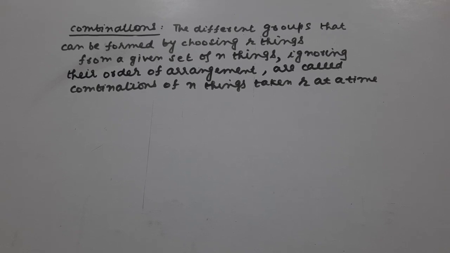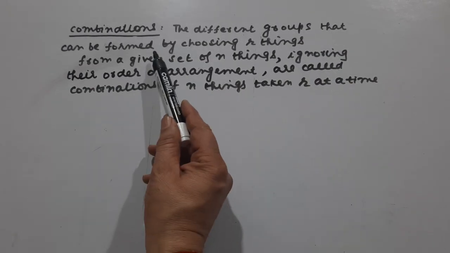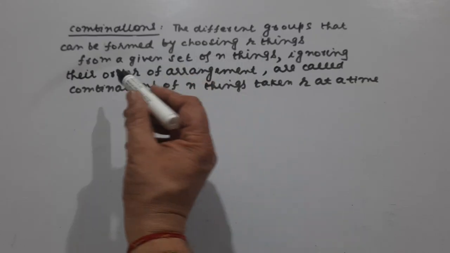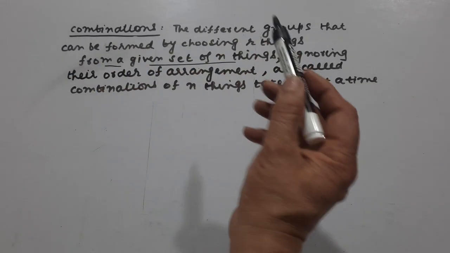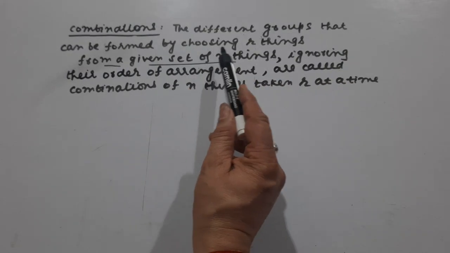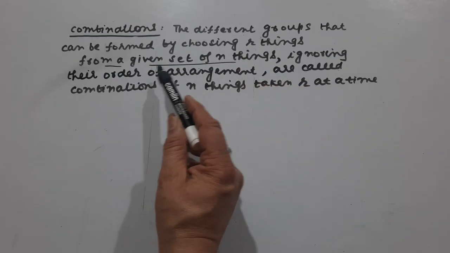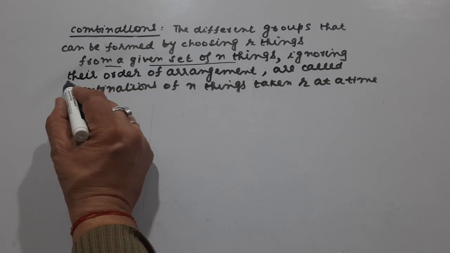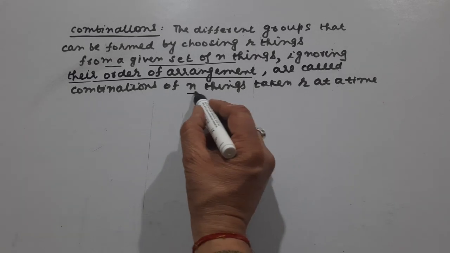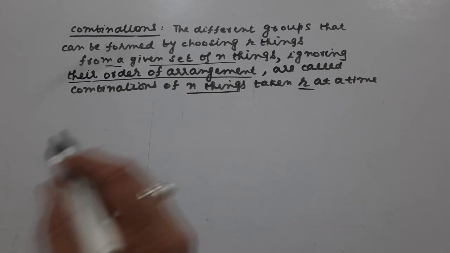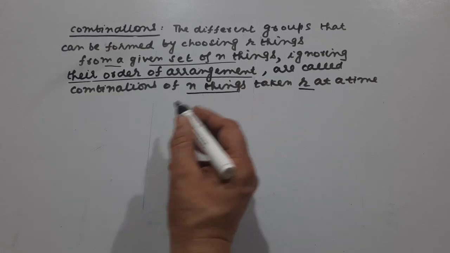Now, students, today we are going to start the next topic, combinations. Now, let us see what is combination. The different groups that can be formed by choosing r things from a given set of n things, ignoring their order of arrangement, are called combinations of n things taken r at a time. Now, meaning of ignoring their order of arrangements.